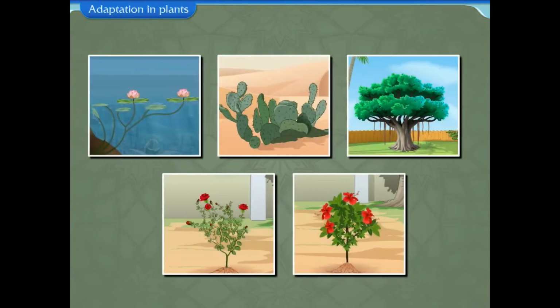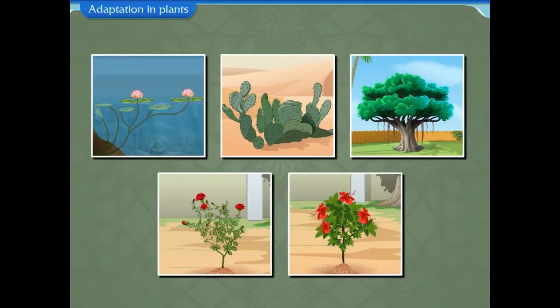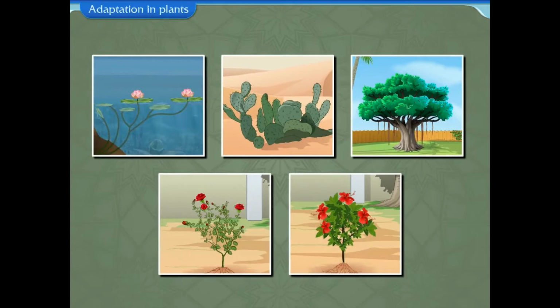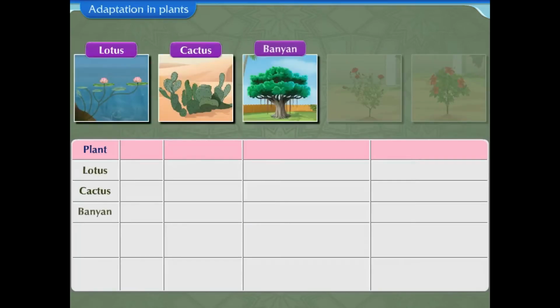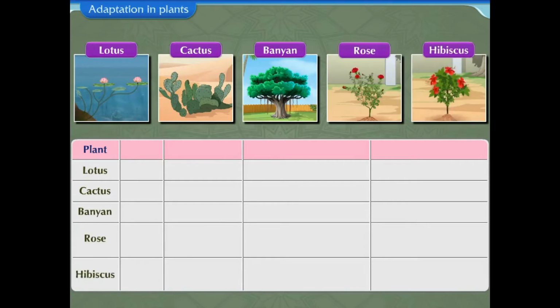Adaptation in plants. Let us observe some plants to study adaptation in them. For this purpose, let us consider lotus, cactus, banyan, rose, hibiscus plants and do a comparative study of their habitat, type of root, characteristics of leaves and characteristics of stem.